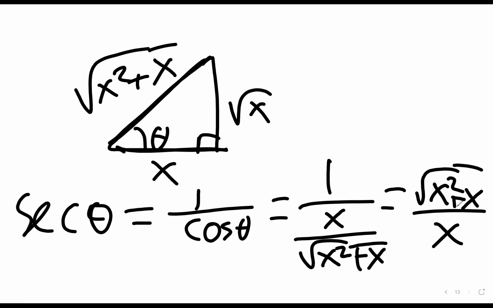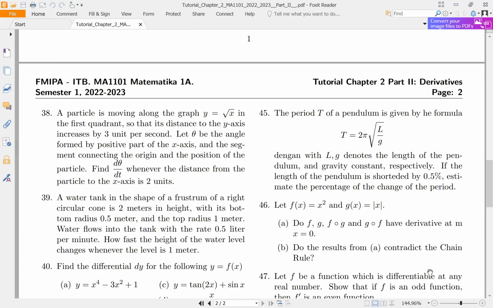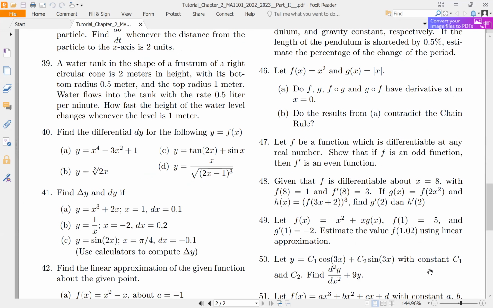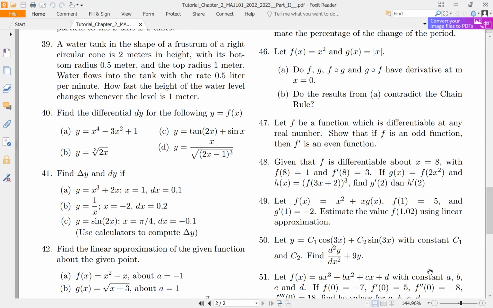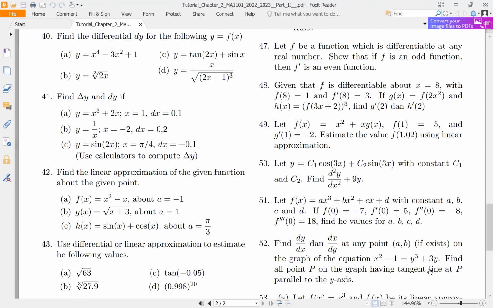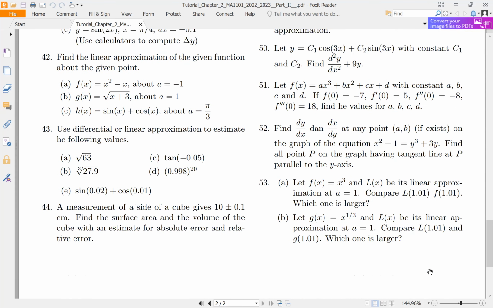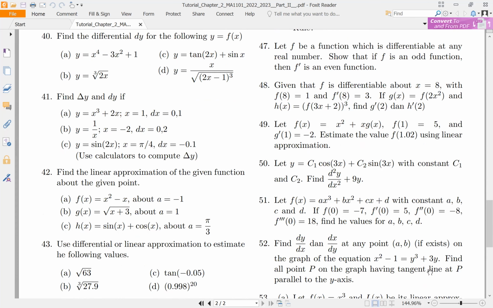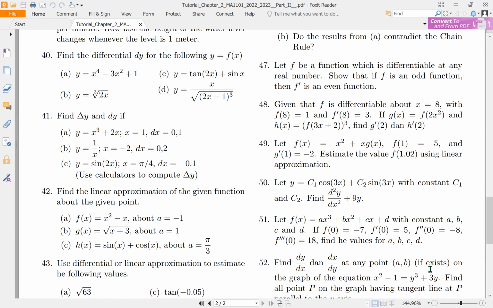Okay. So now let us consider the differential and approximation, linear approximation especially. Okay, so number 40, 41, 42, 43, as well as 44 and 45. That's for the differential and linear approximation. So let us consider number 40.